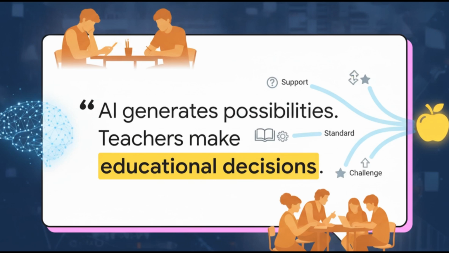Look, an AI does not know the kid sitting in the 3rd row whose parents are going through a messy divorce. The AI doesn't know the exact right moment to offer a reassuring smile, or when to push a little harder. The technology simply hands the teacher a menu of highly customized options. The educator, the actual human expert in the room, is the only one who curates, decides, and brings those options to life.